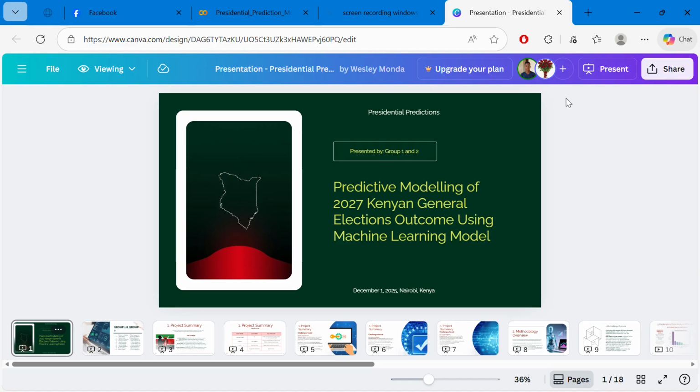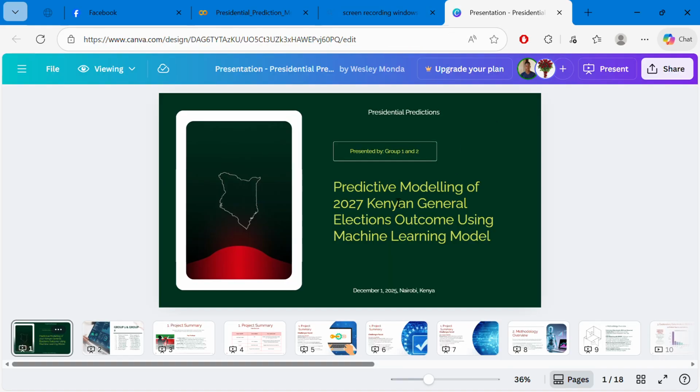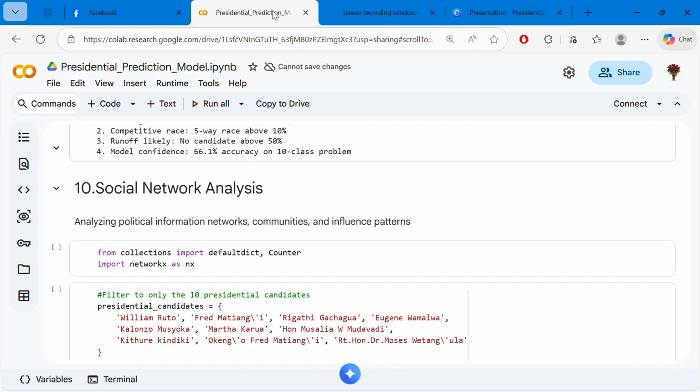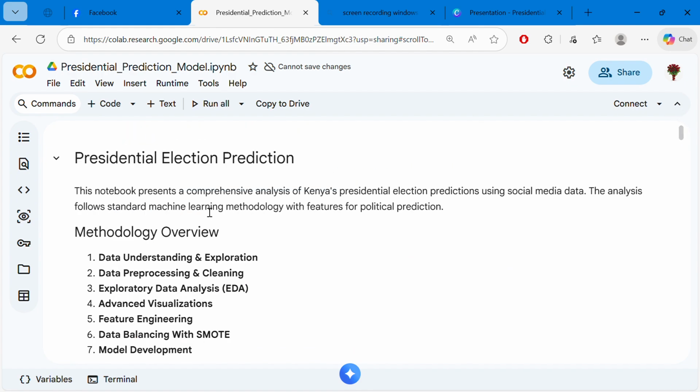So after all the presenters, we have the notebook with us. I'm Jack Modui from Group 1 and 2 combined, which had the task of predicting the 2027 Kenyan General Election outcome using a machine learning model. Here we have the notebook, and it is divided into subsections.